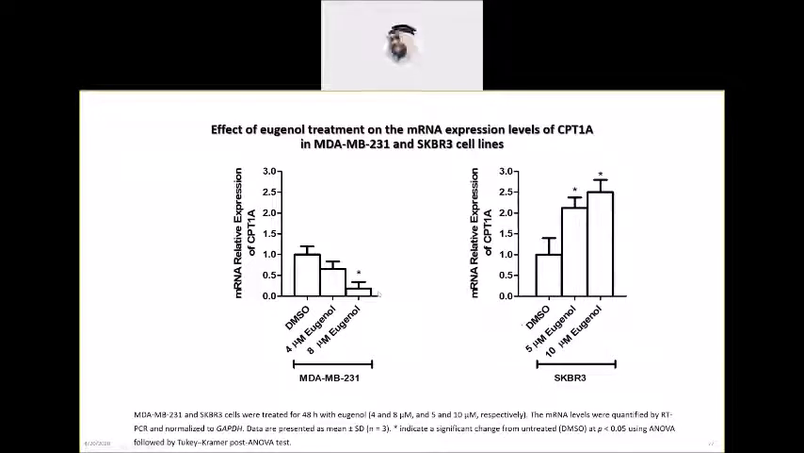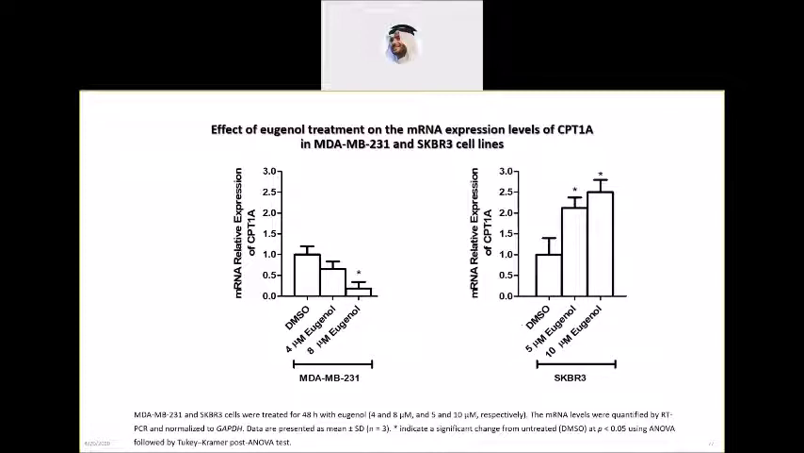Also, to investigate the effect of eugenol treatment on the expression level of CPT1A in MDA and SKBR3 cell lines after treatment for 48 hours with different concentrations of eugenol, we quantified the CPT1 messenger RNA expression by RT-PCR. As shown here, treatment of MDA cells with 8 micromolar of eugenol for 48 hours results in a significant, around 80% inhibition in the messenger RNA expression of CPT1 as compared to the DMSO-treated cells.